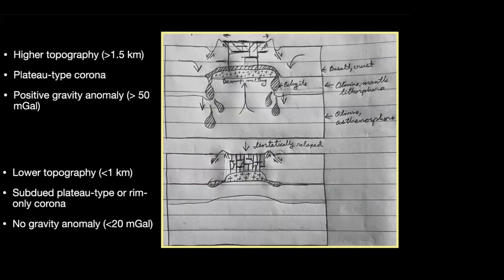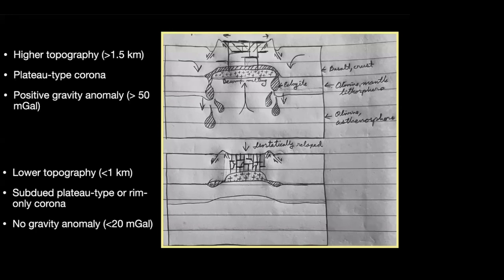Of this, that active type, you're generally more than 1.5 kilometers elevation above the surrounding plain. You get this big plateau type. You get a positive free air anomaly of greater than 50 milligals. For the inactive, quote unquote, type, it's less than 1 kilometer, sometimes down to 0.5 kilometer. You get that subdued topography. You also have a positive anomaly that's less than 20 milligals. And then the next step is to start looking at this stuff in Bouguer and start interpreting that.